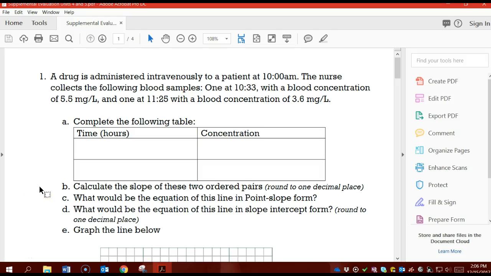Hey Gillian, so I have crafted your final assessment. This is going to help you meet the outcomes for units 4 and 5 in math. And basically I thought about you, you're a CCA, so I came up with some medical type applications, I hope. So here's what I want you to do.